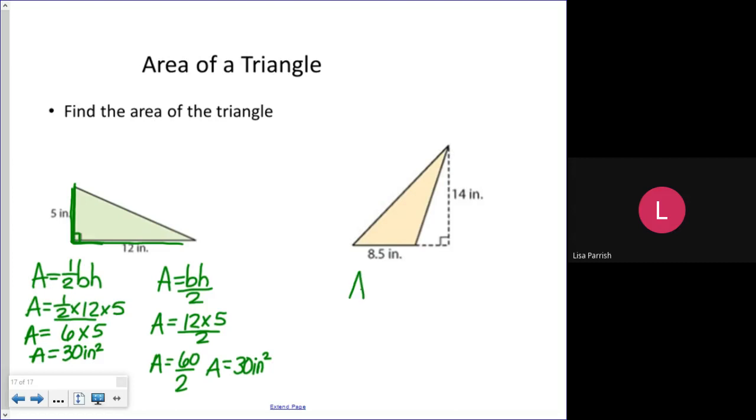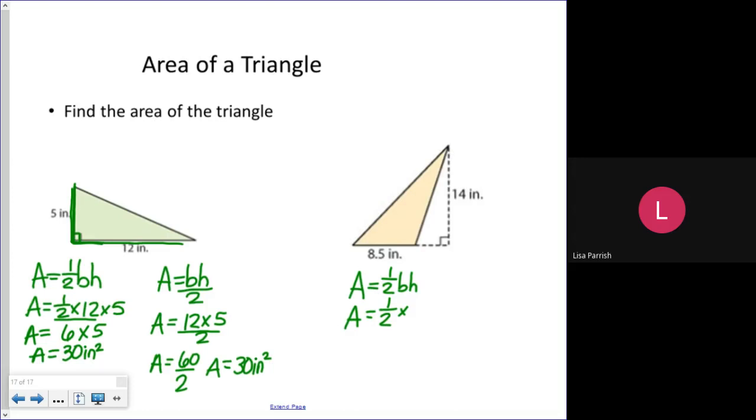Okay, hopefully you got that worked out. Again, I will work this using both formulas, that way, whichever one you chose, you'll see what you should have done. Okay, now this triangle looks a little different.